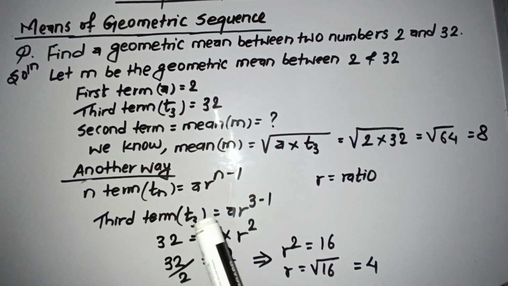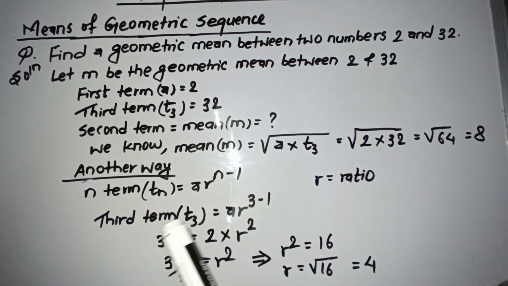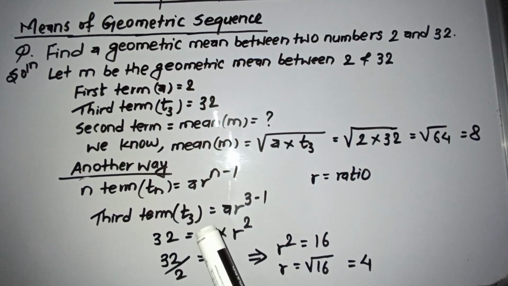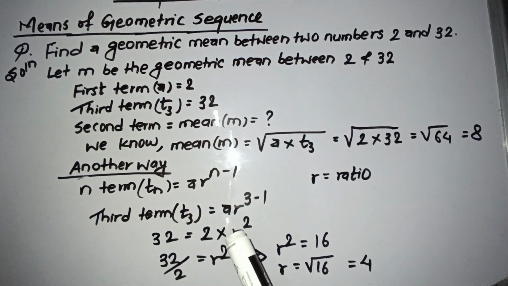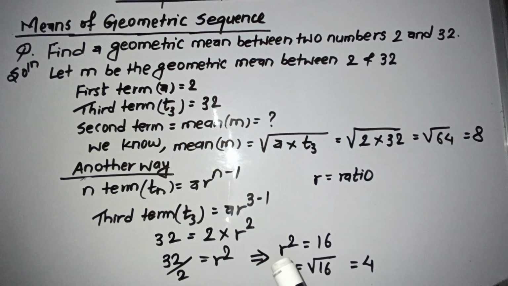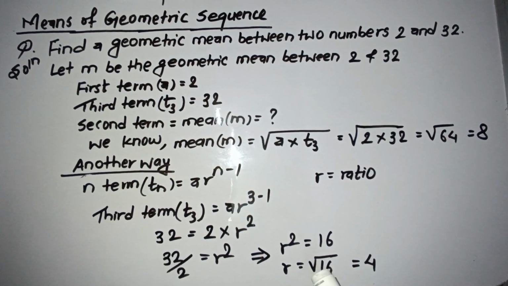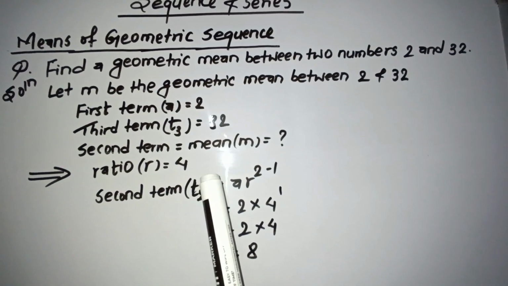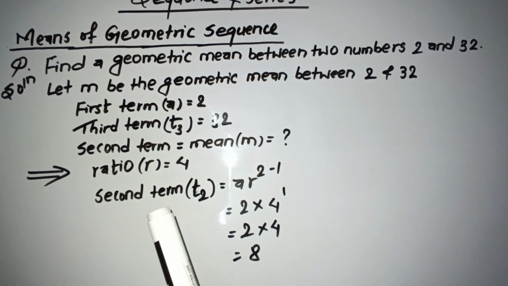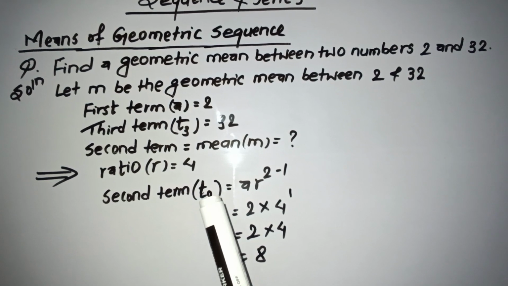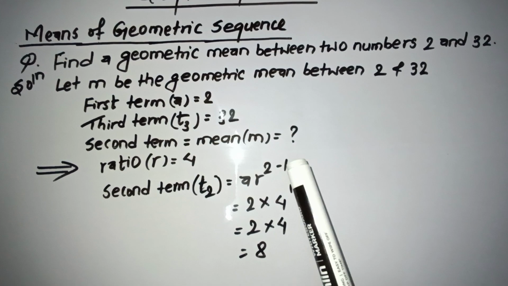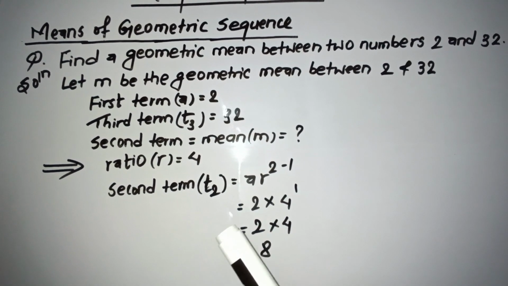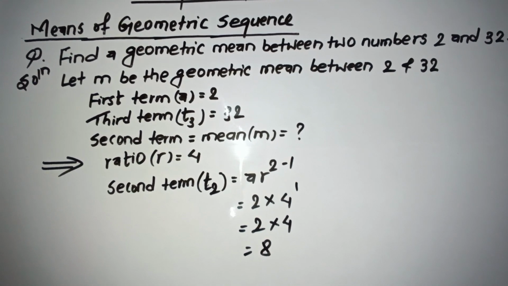That is, third term t3 is equal to a r power 3 minus 1, and 32 is already given in the question. That is 32 is equal to 2, the first term, multiply r power 3 minus 1, that is r square. Then on solving this, we get the value of ratio, that is r is equal to 4. We have already calculated the ratio, r is equal to 4. Then we calculate the second term, or the mean between 2 and 32. We apply the formula t2 is equal to a r power 2 minus 1. This is the first term, this is the ratio, and substituting the values, we get 8, which is the required answer.